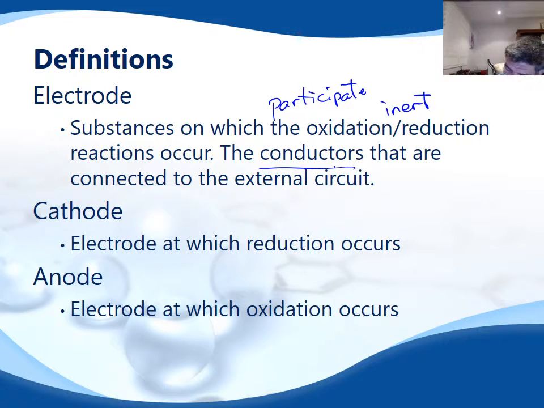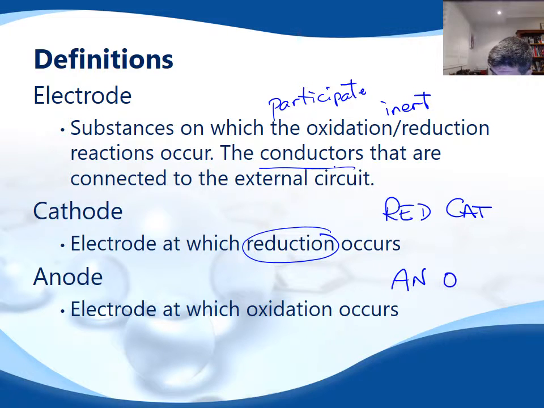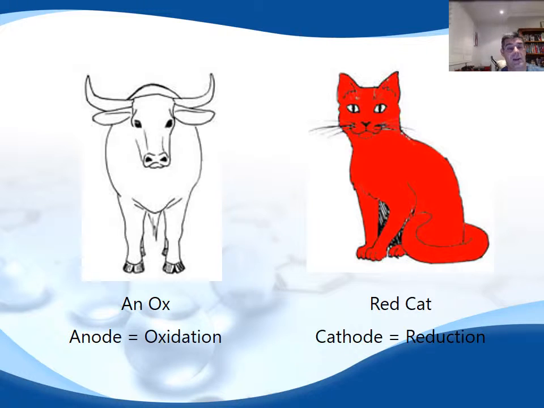The cathode is the electrode at which reduction occurs. Reduction at the cathode. And the anode is the electrode at which oxidation occurs. We have an ox. And so we need to remember that an ox tells us that oxidation occurs at the anode, and our red cat tells us that at the cathode we have reduction.